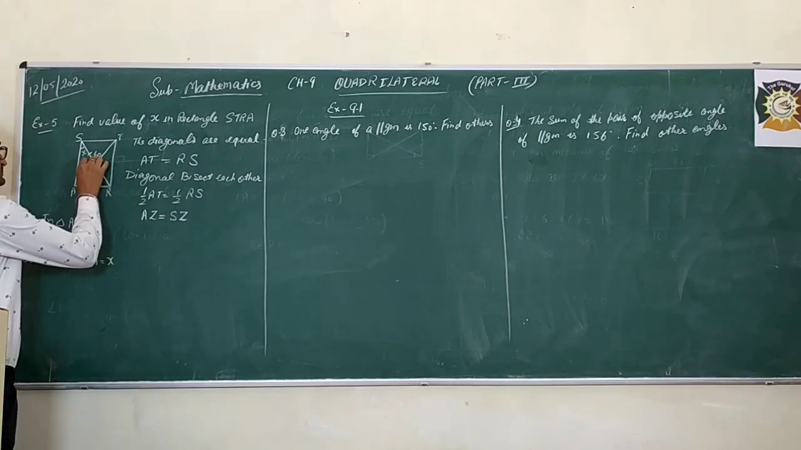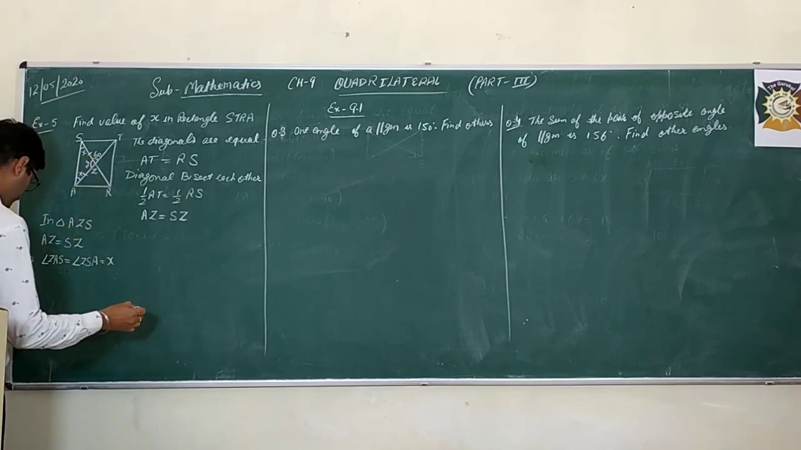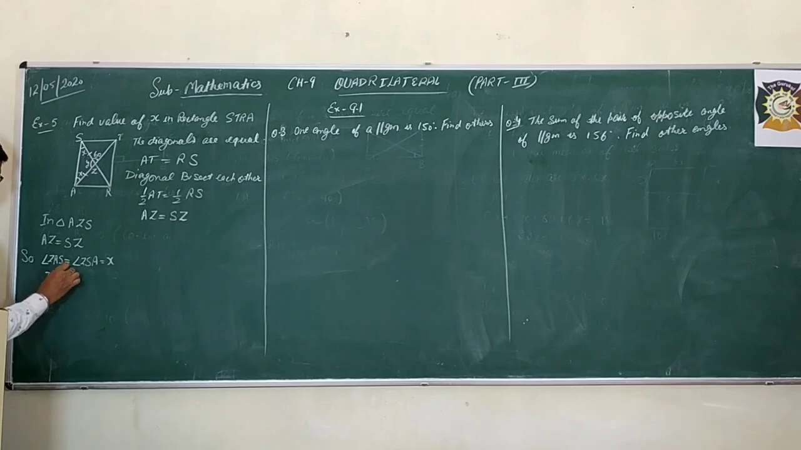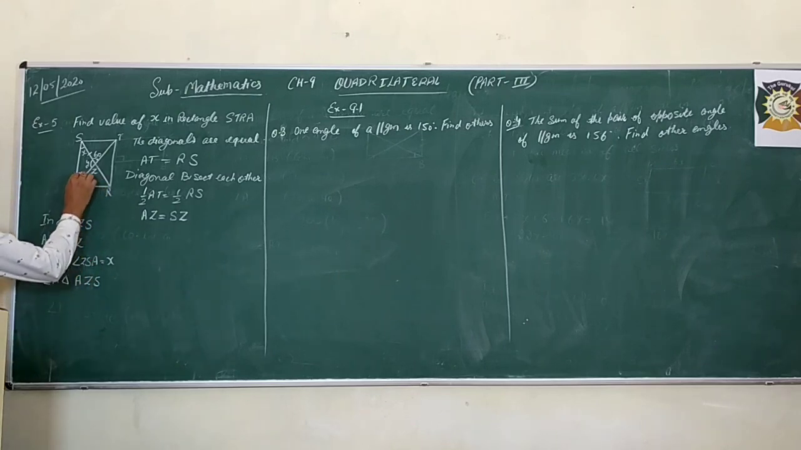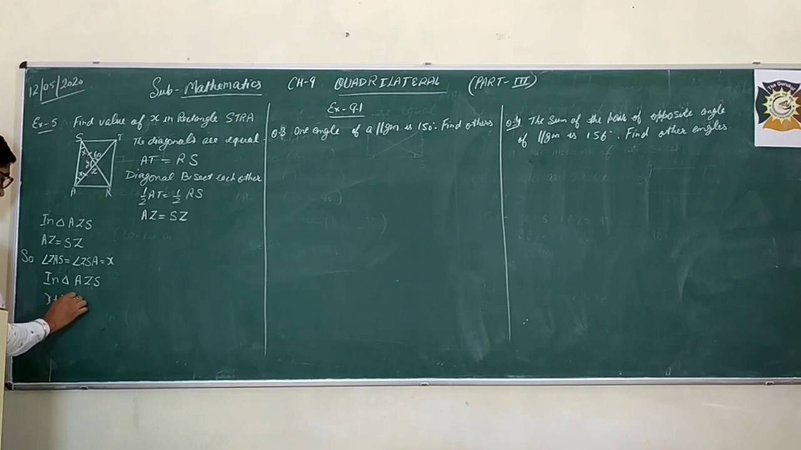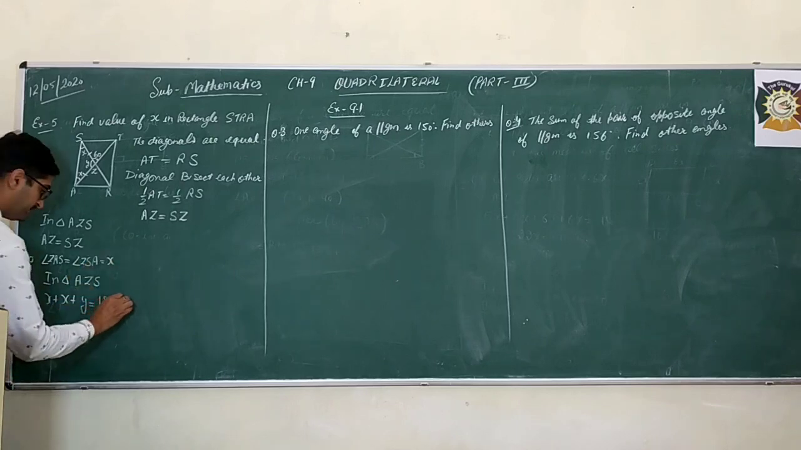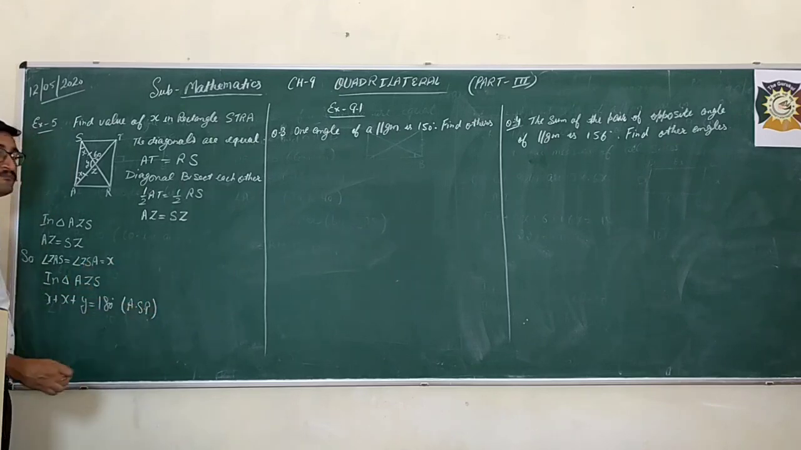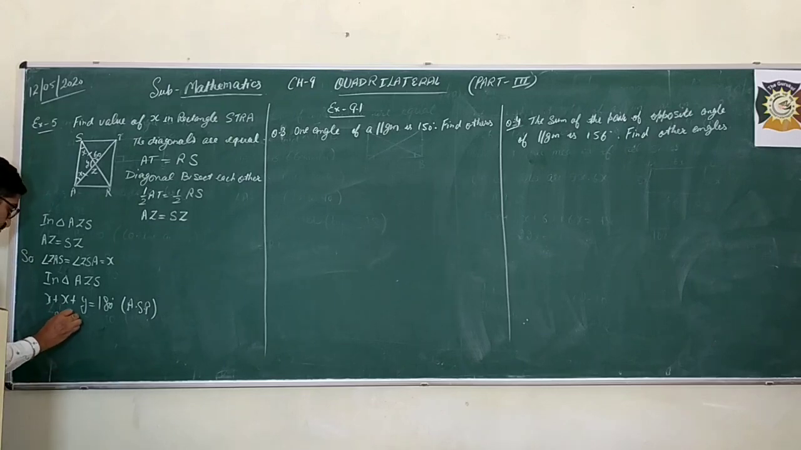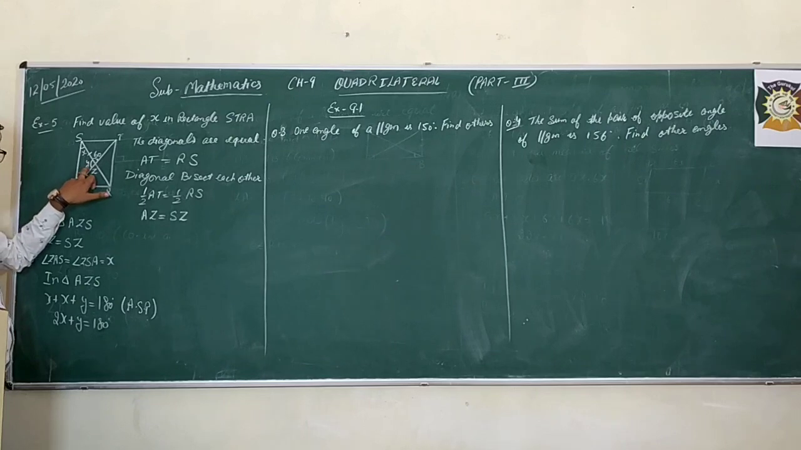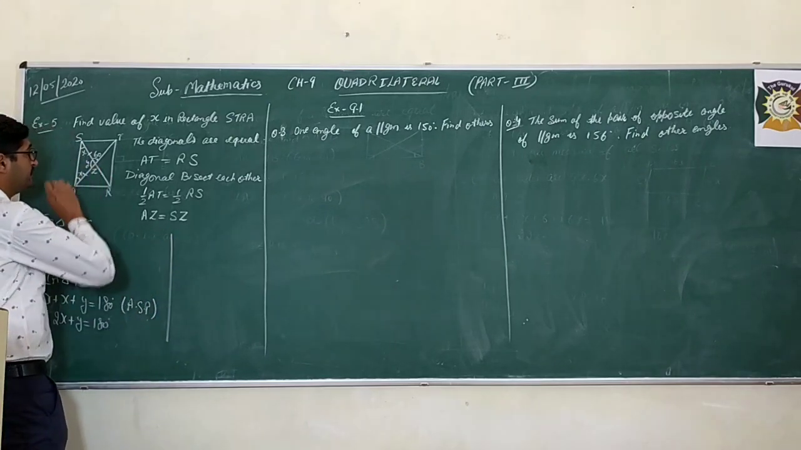Here you can suppose this is the value y. Now in triangle AZS, x plus x plus y is equal to 180 by angle sum property. Now this is 2x plus y is equal to 180. We have to find the value of x, but we need the value of y also. So find the value of y.